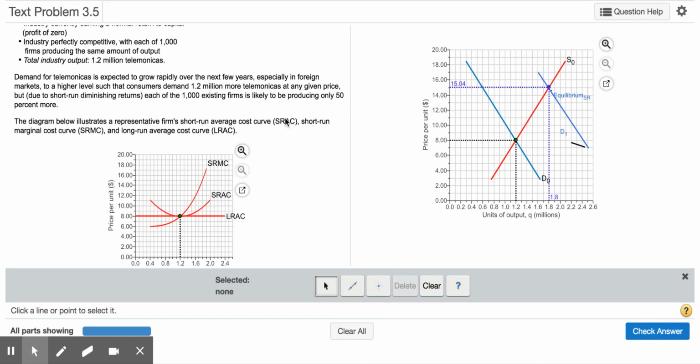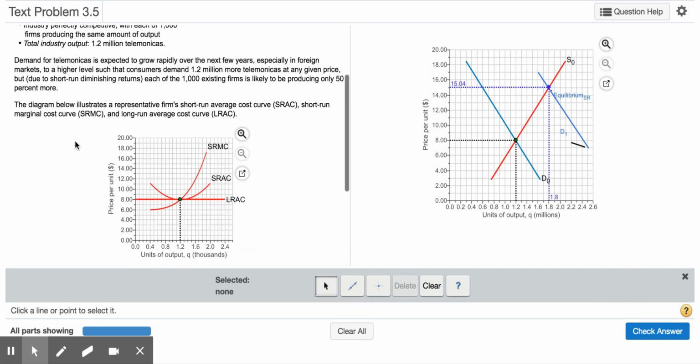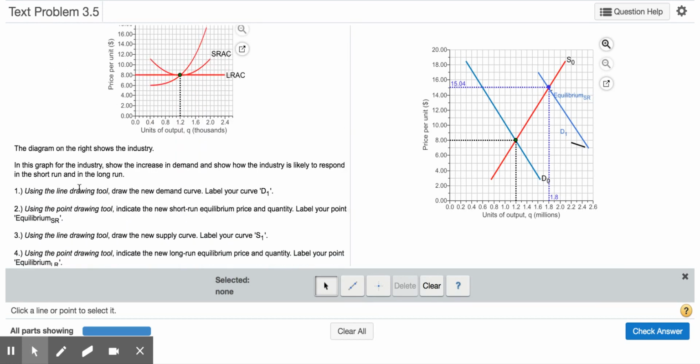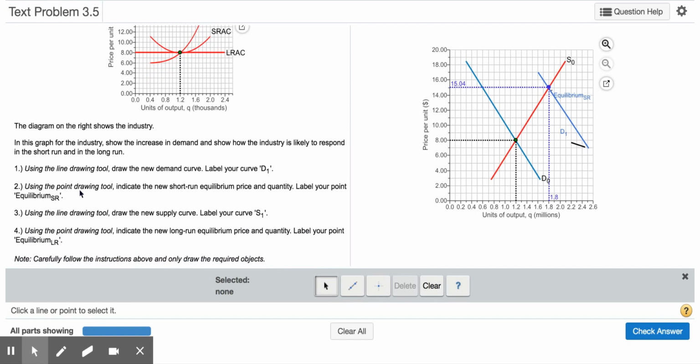to draw the supply curve, we know that the equilibrium in the long run should be the same as the minimum average total cost in the long run, this point, which is 8. So we know the supply equilibrium will be at this point.